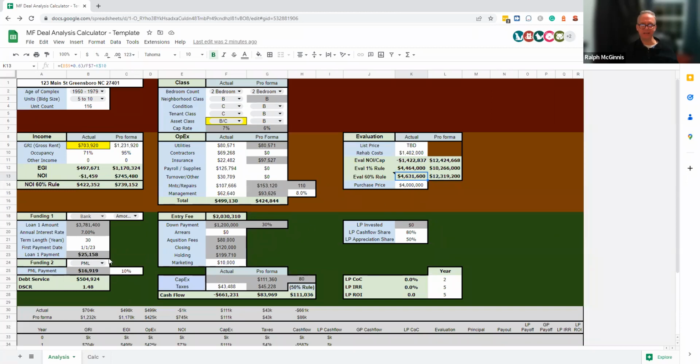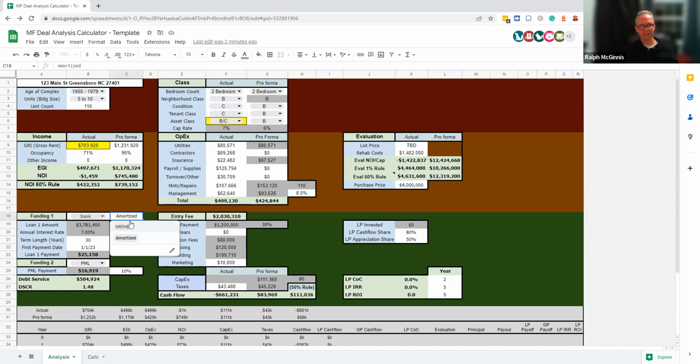Then you get into the funding, where you can determine if it's going to be a bank or a creative. Creative meaning either seller finance, or typically it's going to be a master lease. I just have it bundled under seller finance at this point in time. Maybe later I'll improve on it and have a master lease option as well.